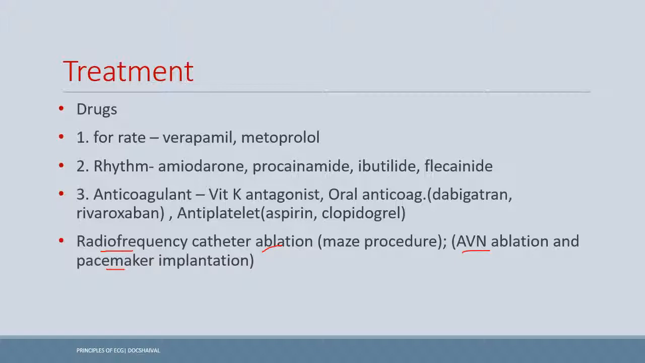Then we have something called the maze procedure. Now we form some kind of maze, like you have seen in puzzles, and this causes the impulse to move in a specific direction only. Okay, so this specific direction helps the atria contract in synchrony. With this, we can conclude our lecture on atrial fibrillation.